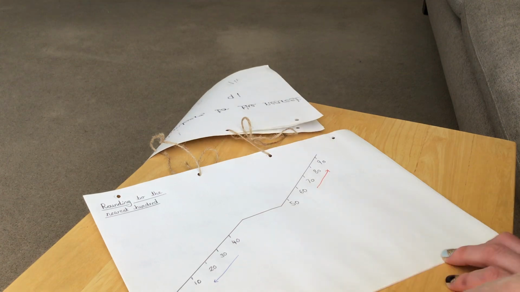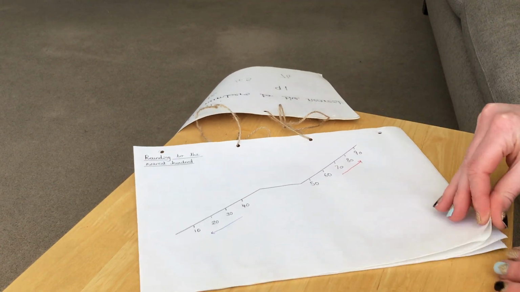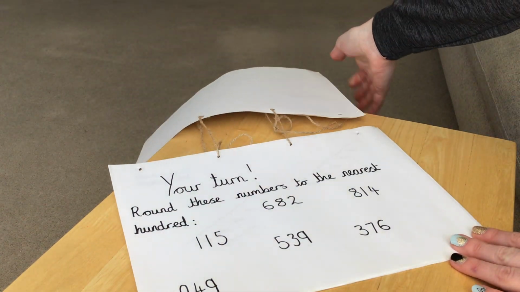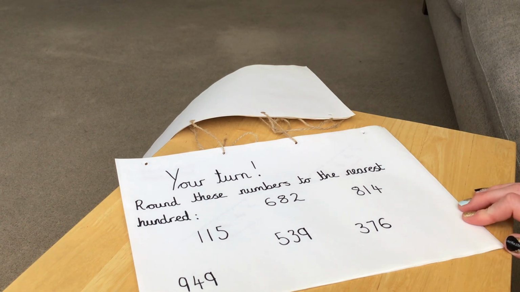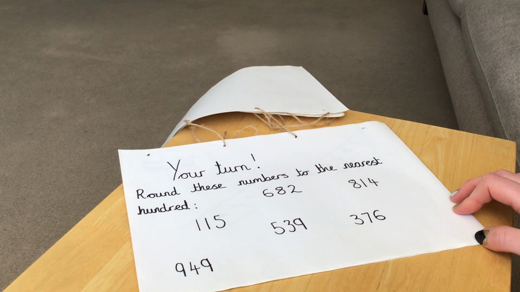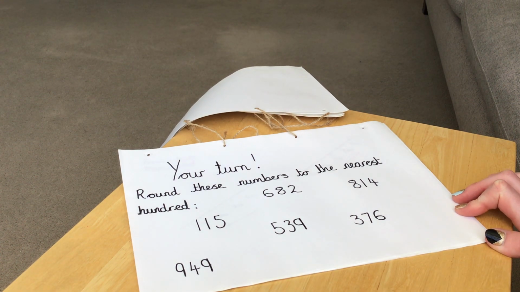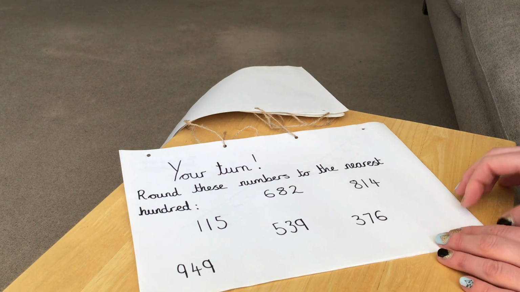Okay, just as before, I'm going to give you a chance now to pause the video and practice these numbers here and rounding these to the nearest 100. You might want to go right the way back and practice rounding to the nearest 10 and the nearest 100 to really keep those things in your mind. When you're ready, start the video again and we will move on to rounding to the nearest 1,000.